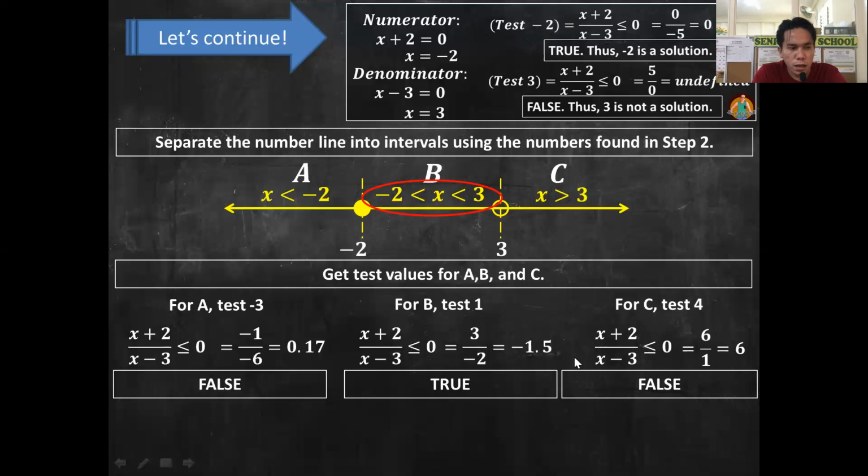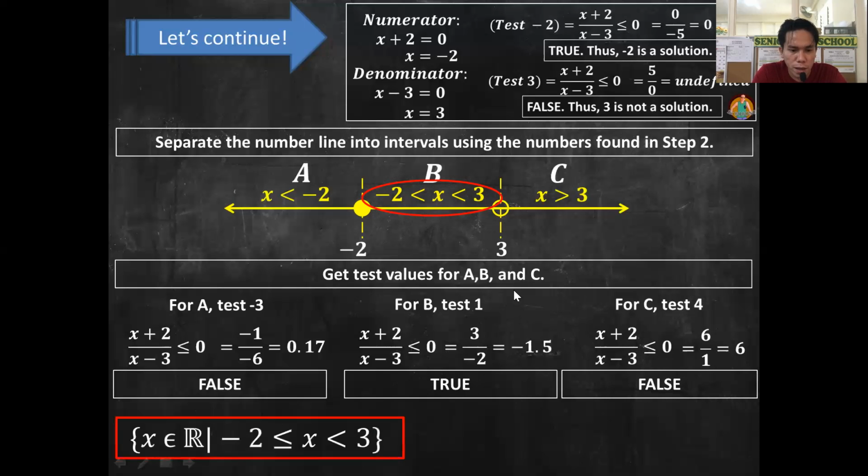Depende sa gagamitin mo, either interval notation or pwede rin yung roster natin na ginagamit. Okay, so for interval, we will make use of, our x is an element of real numbers such that x is greater than or equal to -2 but less than 3. Okay? So, ito yung interval kanina.